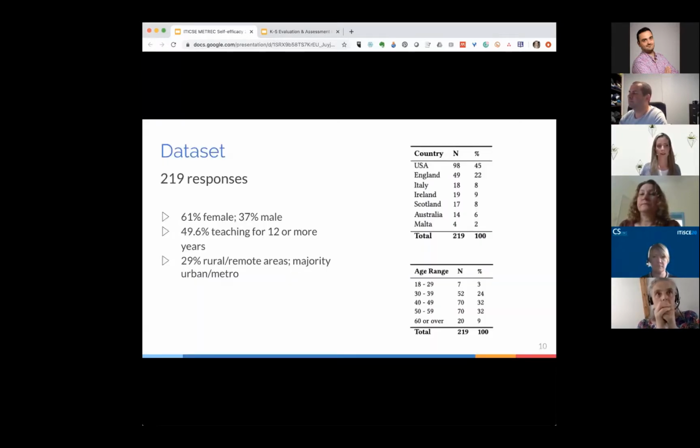So looking at the data set, we had 219 responses to work with. It was a small sample. We just wanted to sort of explore it and model the way we might do this for a broader study. 61% were female, almost half were teaching for 12 or more years, almost 30% are from remote or rural areas.